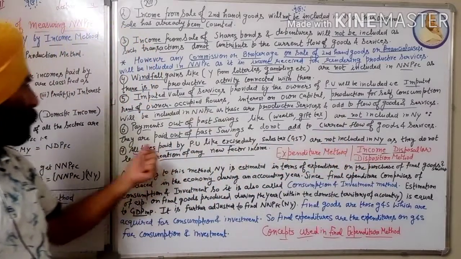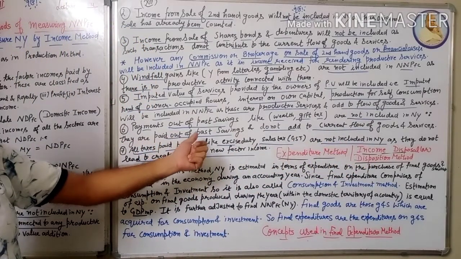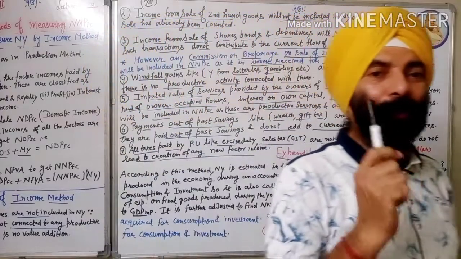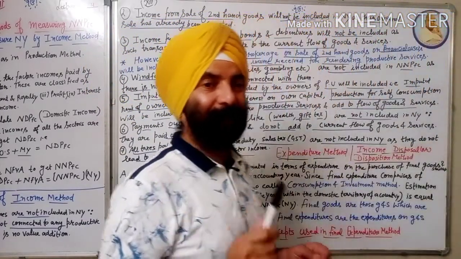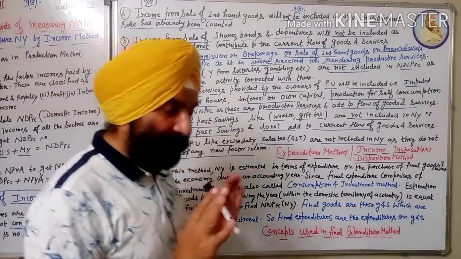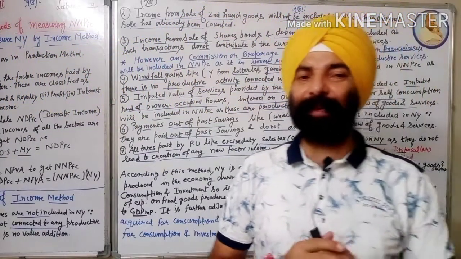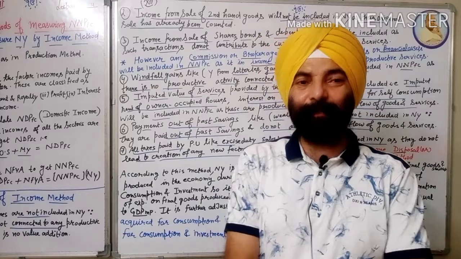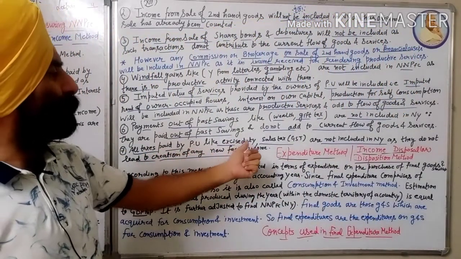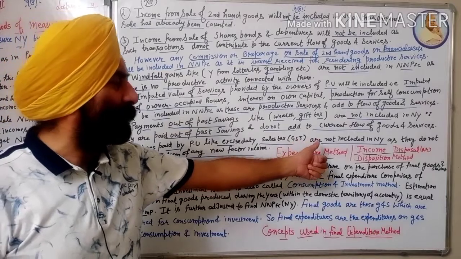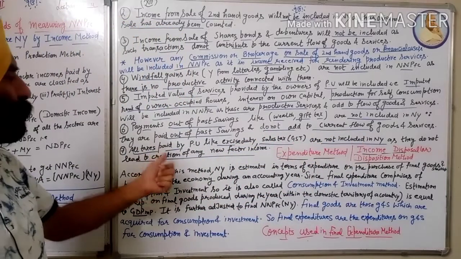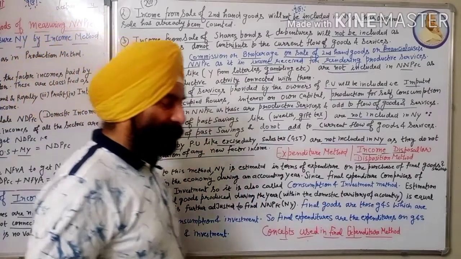क्यों? Because they are paid out of the past savings and do not add to the current flow of goods and services. And the last one is all the taxes are excluded. They are not included in the national income except the corporate tax, which is a part of profit. Look here, like excise duties, sales tax, we call GST now, are not included, as they do not lead to creation of any new factor income.